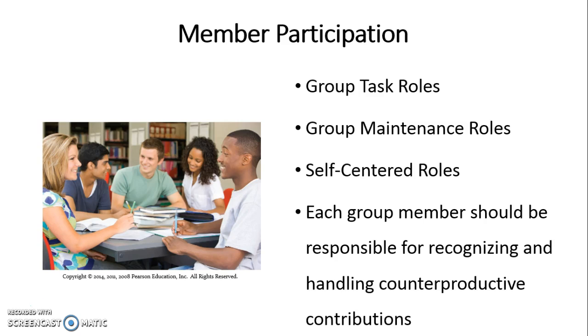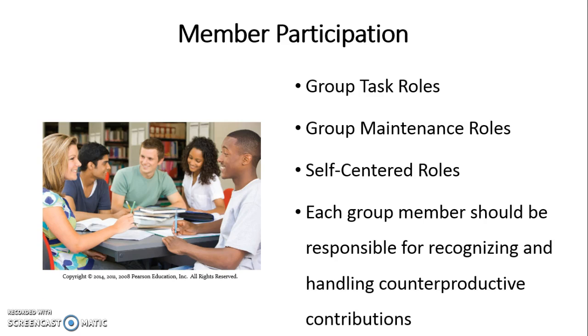Now, while you definitely have those group task members and those group maintenance members, you also have those self-centered members who may be aggressors and just want to make themselves look better. You may have the blockers who don't really care about anybody else expressing their ideas. They just disagree with everything. You may have the recognition seekers who really just want to be the center of attention. The jokers, the people who will make jokes and do anything, not really to ease up the mood, but just to be the quote-unquote buffoon.